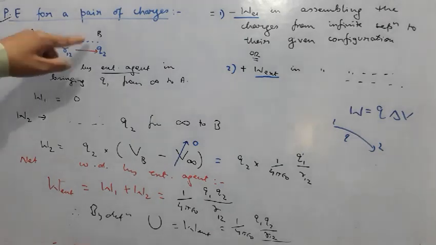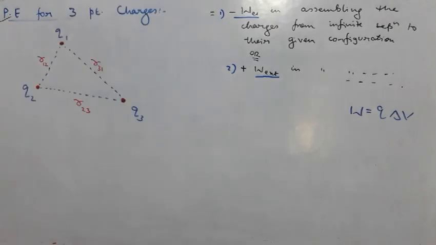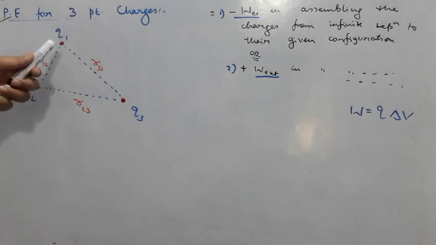Now instead of two charges, if we have more charges, what would happen? Let's see that also. Suppose now we have a charge configuration like so, wherein we have three charges Q1, Q2 and Q3 separated by some distances R12, R23 and R31. We have to find potential energy for these three charges.